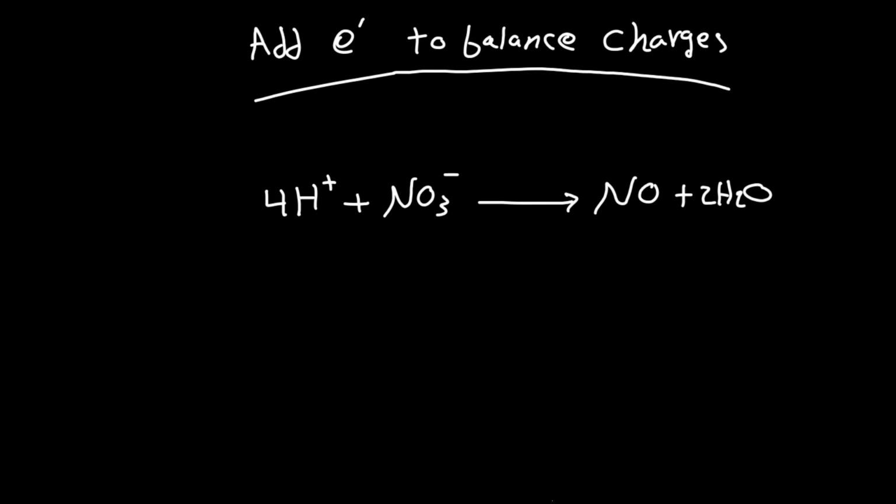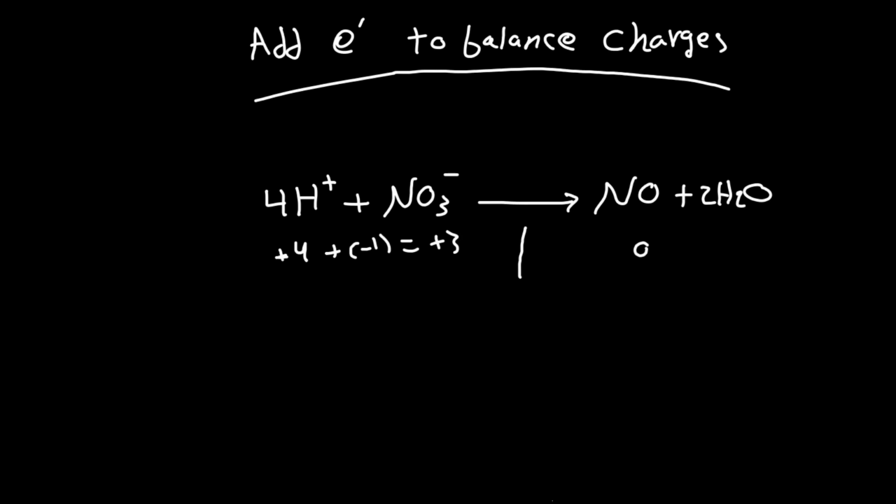The elements are balanced, but now I need to balance charges. Let's start with this side. Over here, we have 4 H plus. Each one of the H atoms has a positive charge, so I have 4 plus. And over here, I have negative 1. So positive 4 minus 1 equals 3 plus. And over here, I don't have any charges, so it's so much simpler. The charge here is 0.